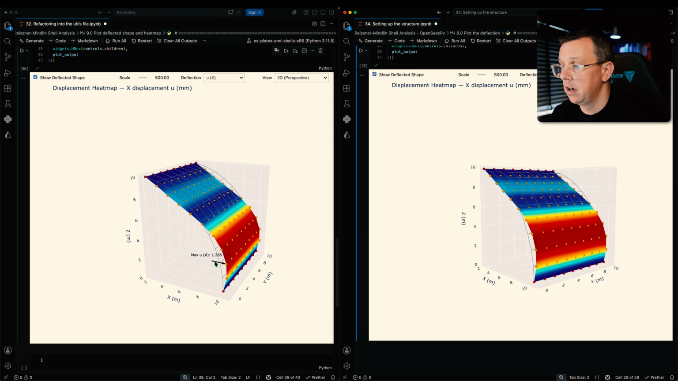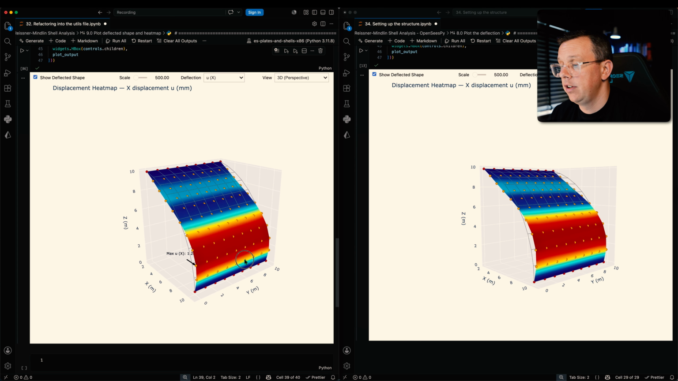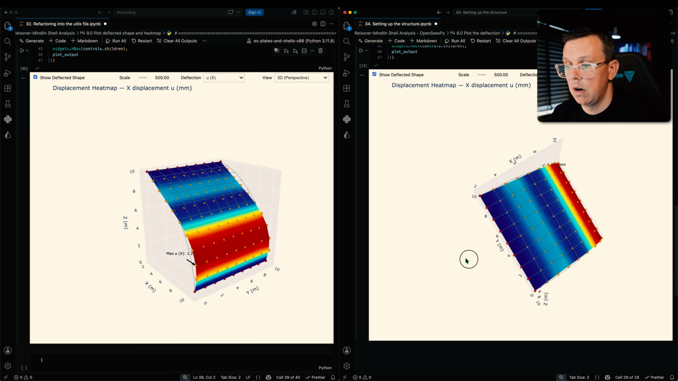And again, don't be too worried about the fact that one model has the maximum over on the right hand side and one model has it over on the left. The structure is symmetrical, so it's a toss of the coin as to whether the maximum would appear on the left or on the right. So I'm not too concerned about that.